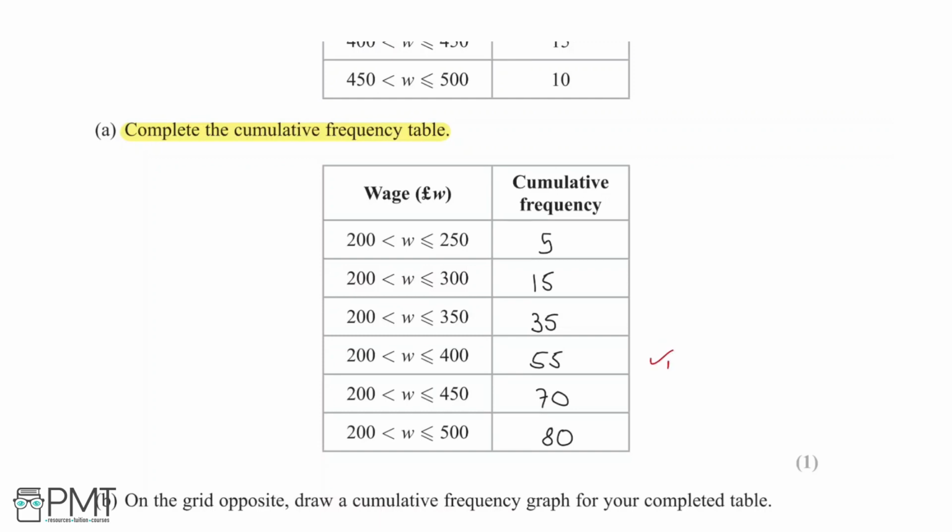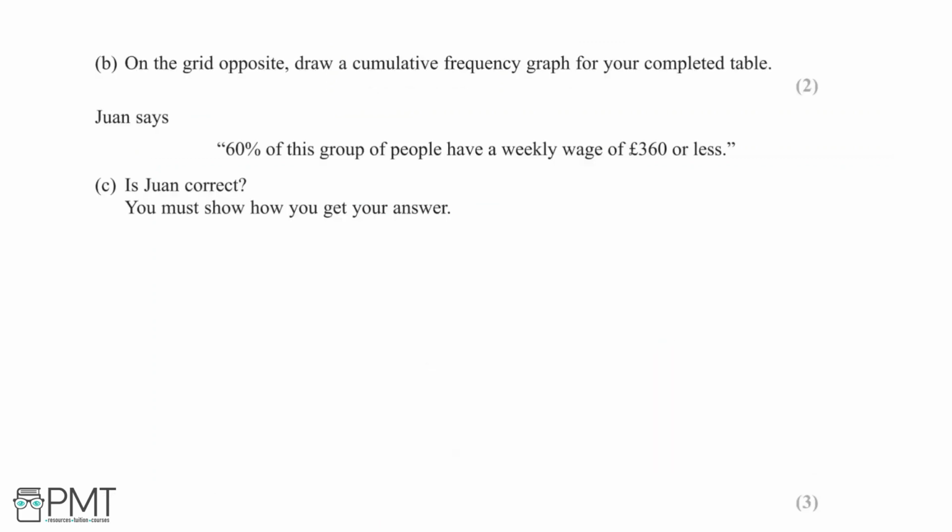This question is worth 1 mark, and you get 1 mark for all the correct answers, as I have done here. Part B tells us, on the grid opposite, to draw a cumulative frequency graph for your completed table for 2 marks. In our case, the grid is on the next page, but that's fine. Before we start, we need to remember one key thing about plotting cumulative frequency graphs.